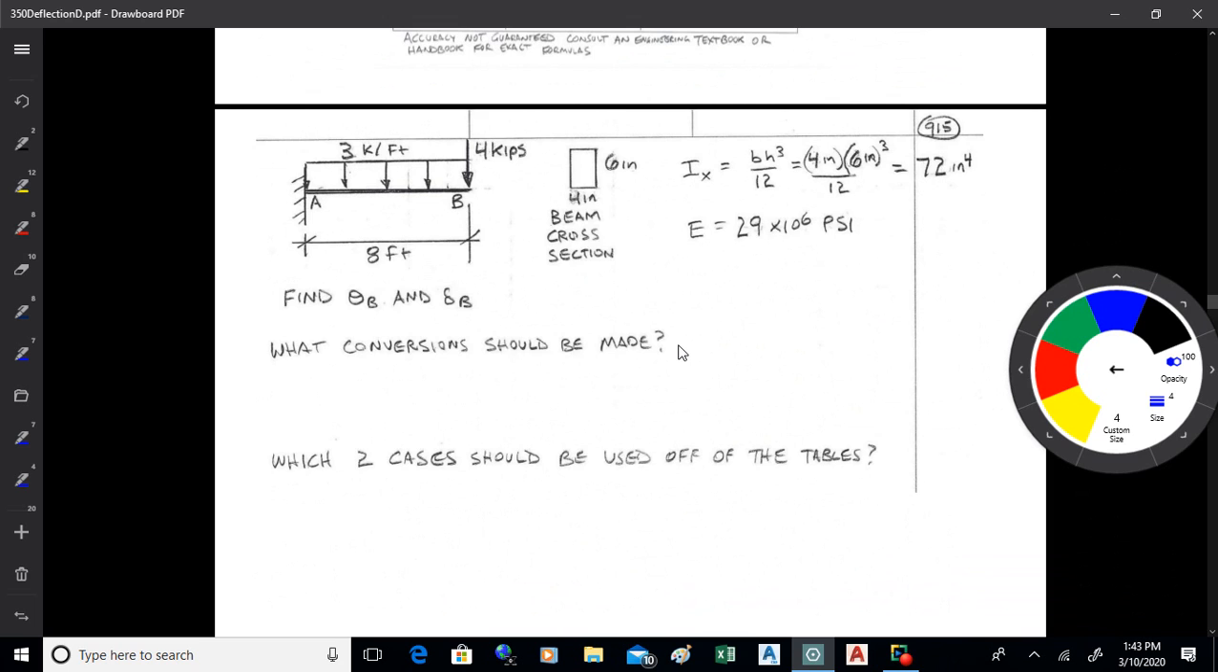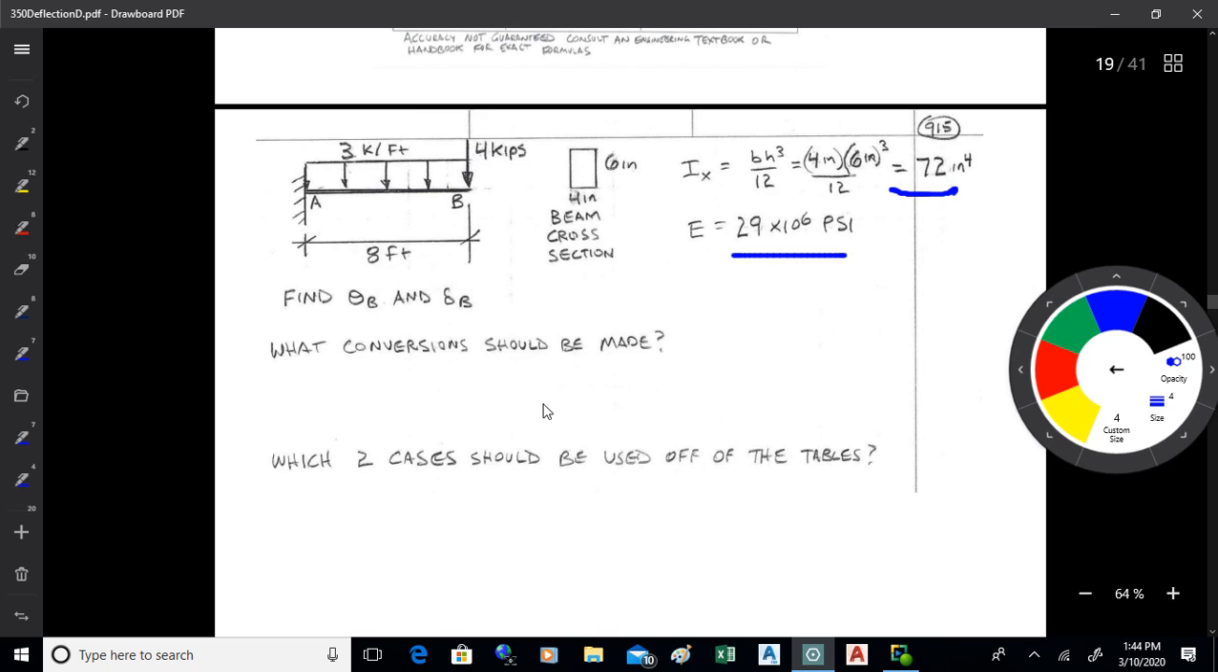Now there's also a little bit more advanced application of these that you might have to use, but let's start with just a straightforward example. So there we go. We've got a cantilever, 3 kips per foot, 4 kips load on the end, 8 feet long. The beam cross-section is shown. It's 4 inches by 6 inches. Those are true measurements. Of course, you all know that a 2 by 6 isn't really 2 by 6, is it? For standard lumber, that's a nominal size. These are true measurements, so we'll go with 4 by 6. So 4 by 6 cubed over 12, 72 inches to the 4. We've got E, which is 29 times 10 to the 6.